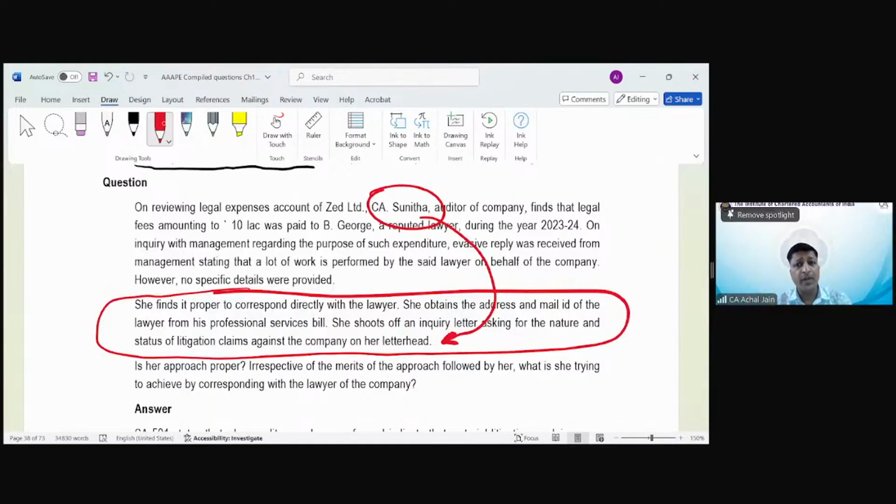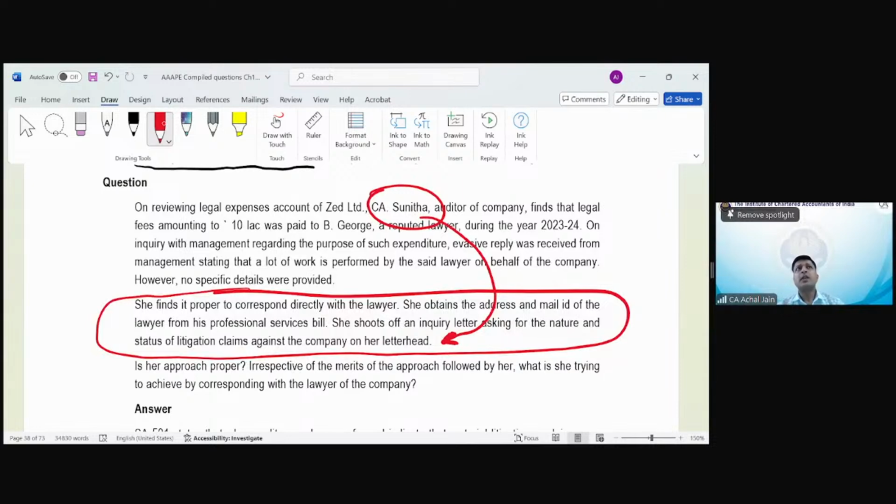So is that purpose appropriate? The answer is completely yes. That's what the auditor should always do, because the auditor anyway hasn't got the appropriate replies, or you can say sufficient evidence. Even if that is received, the auditor will always want to validate that through an external source. So the purpose, as far as the objective of the audit is concerned, is completely in line, which this auditor has done. The only problem lies in the approach.